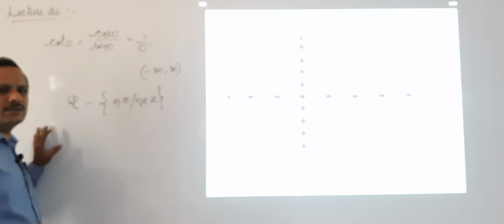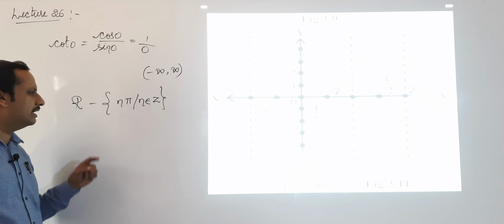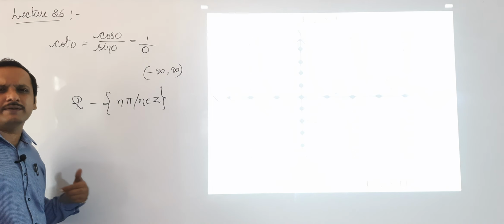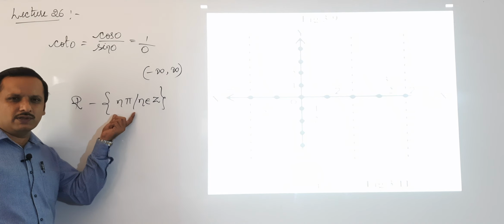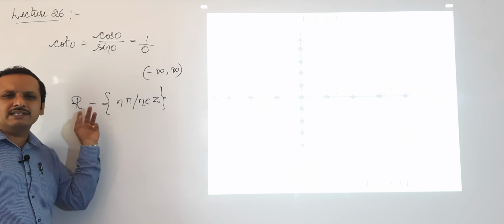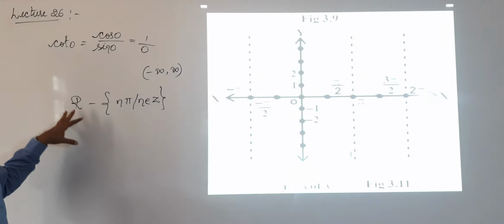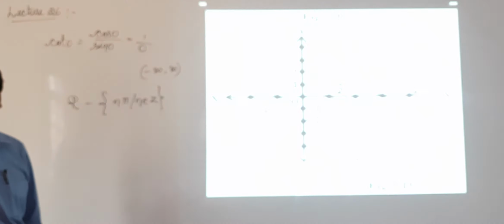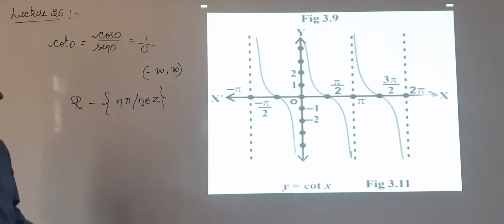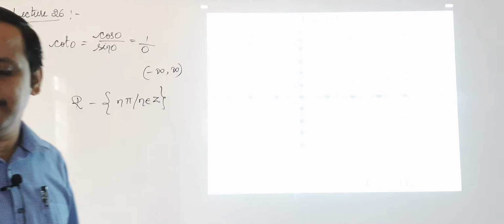Here, from the set of all real numbers, I am excluding the multiples of pi, that is 0, pi, 2 pi, 3 pi, 4 pi. Put n equal to 0, I am getting 0. Put n equal to 1, pi. So R minus pi, R minus 2 pi, R minus 3 pi, R minus minus pi, R minus minus 2 pi, etc. From the set of all real numbers, we are removing all multiples of pi. That will be the domain of cot x. Okay. Next.